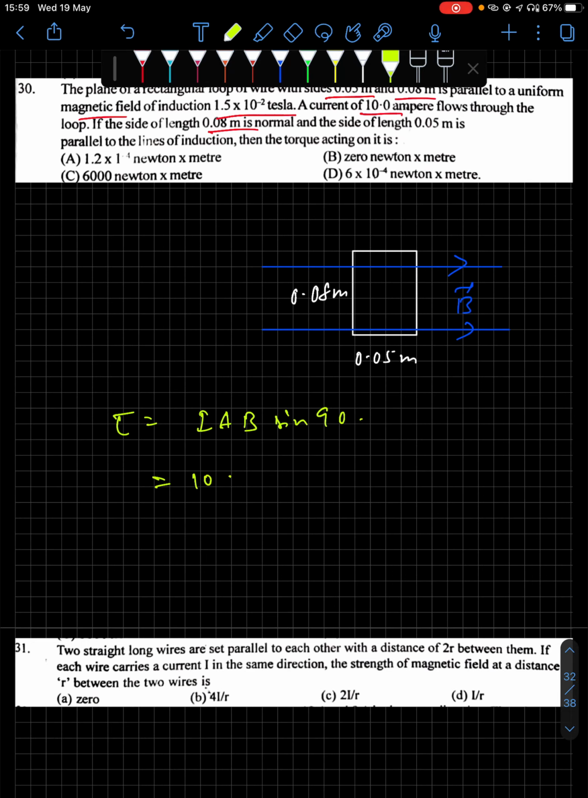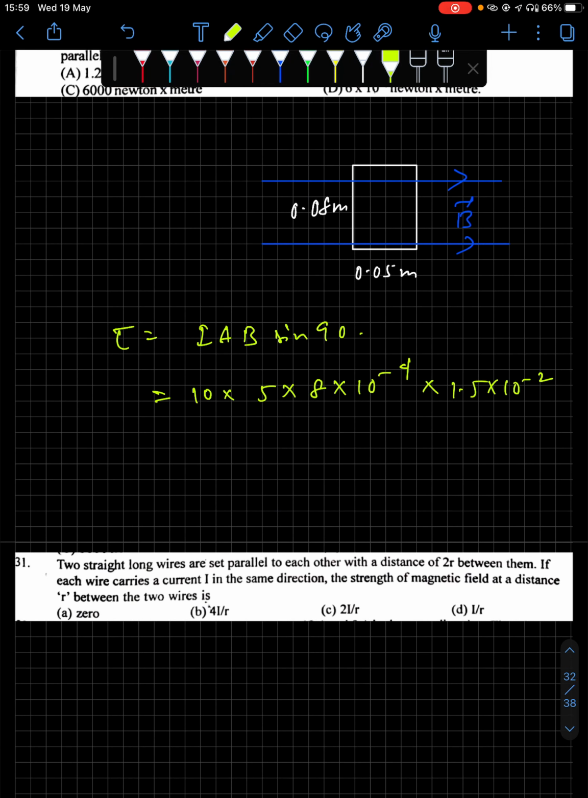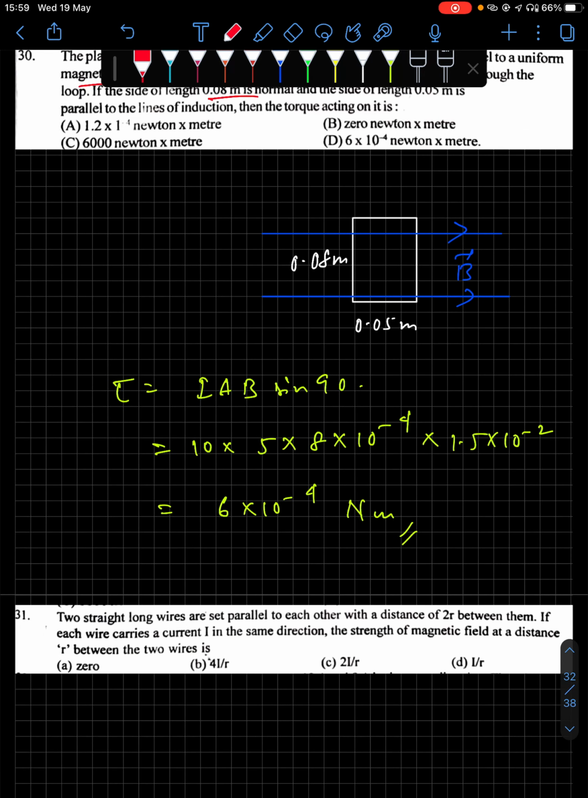So if you put the values, current is 10 ampere, area is like 0.08 meter, it is 8 into 10 to the power minus 2. This is 5 into 10 to the power minus 2. So we're writing 5 into 8 into 10 to the power minus 4 directly. Clear? Into, what is the value of the field? 1.5 into 10 to the power minus 2. So on calculation, this will get you 6 into 10 to the power minus 4 Newton meter. So this is the result. Option number D.